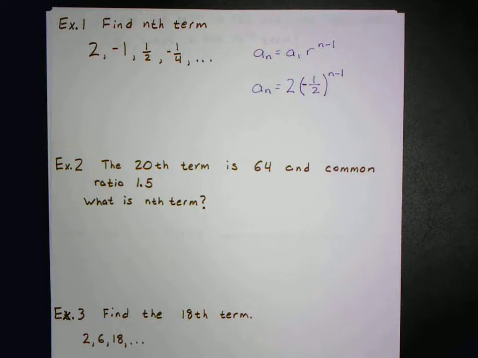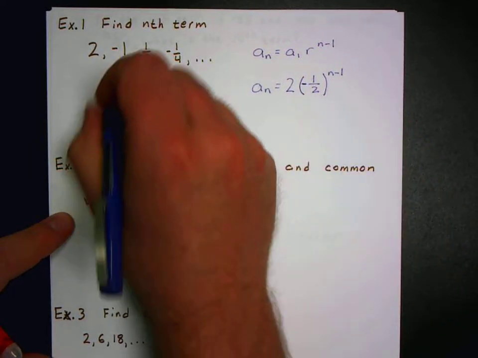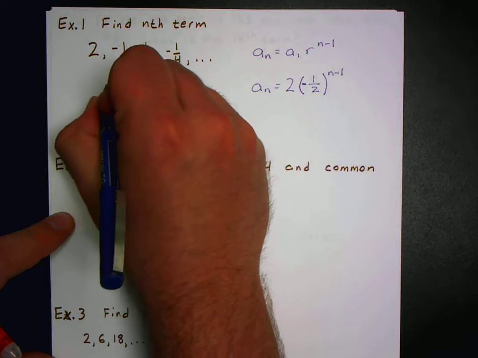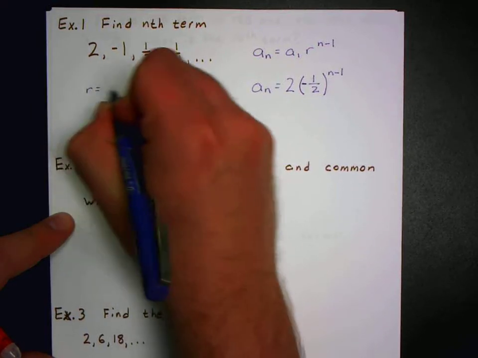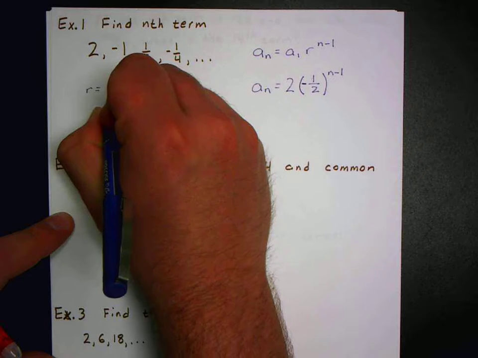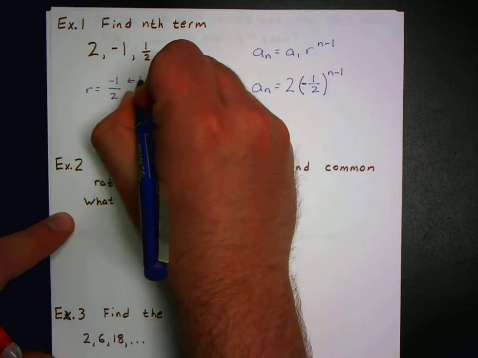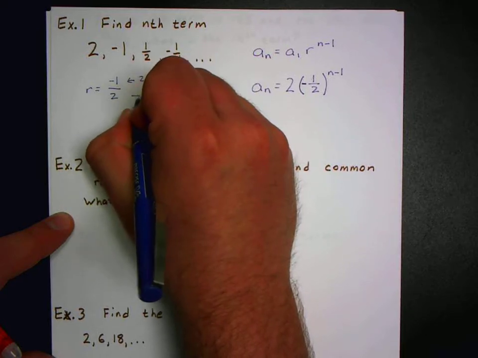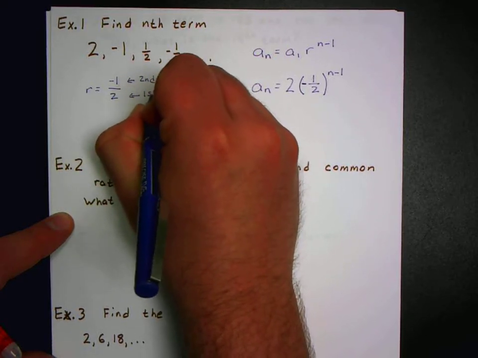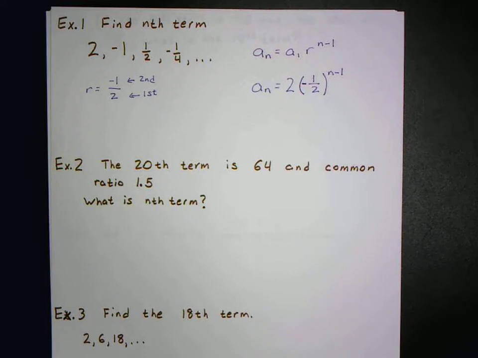Again, if you ever have problems finding this, you just have to take two terms and divide them. So if I needed to find r, I could just take -1 divided by 2. So I could just take my second term divided by that first term. And that could give me the r. Is that one? Yep. Any geometric one.